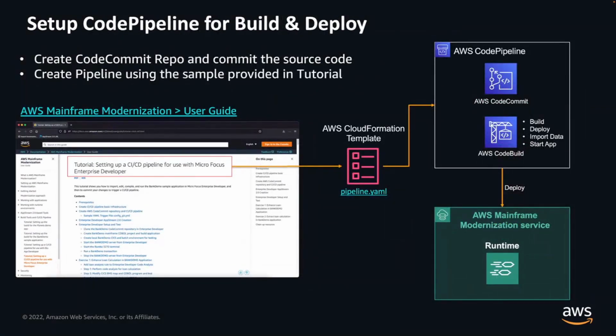Next, you need to set up CodePipeline to build and deploy your application. Again, we are providing a sample CloudFormation template that you can modify for your application. Once the pipeline is created, you can use that to build and deploy your application onto AWS Mainframe Modernization Runtime. As soon as the application is started by the pipeline, you can start using the mainframe applications.